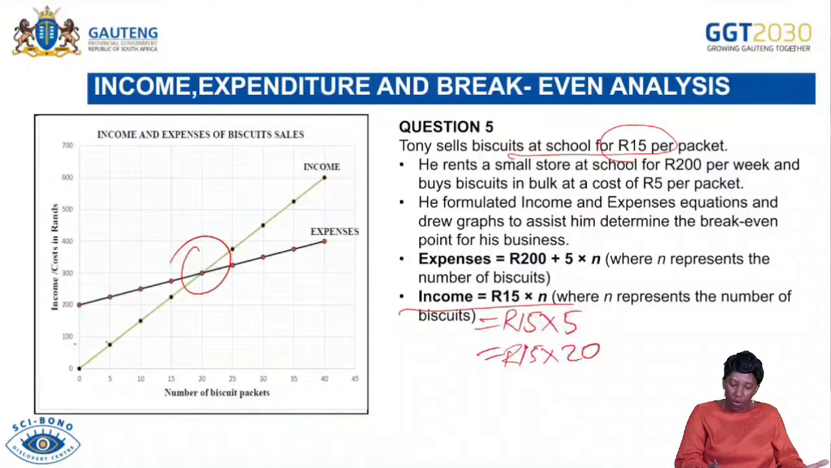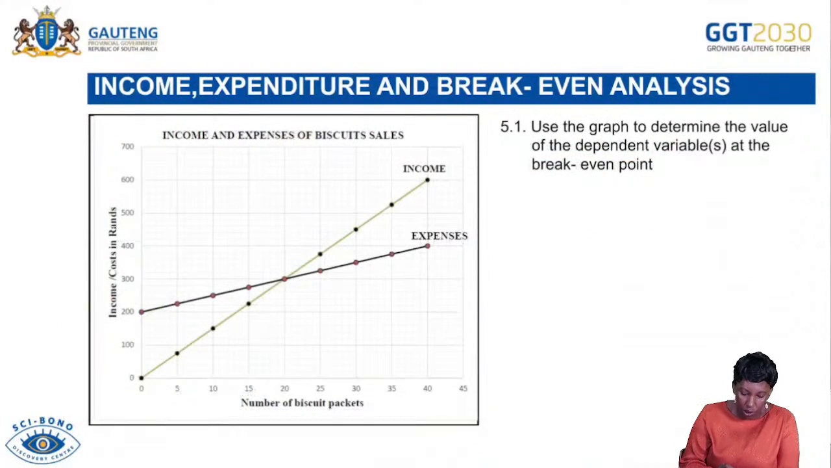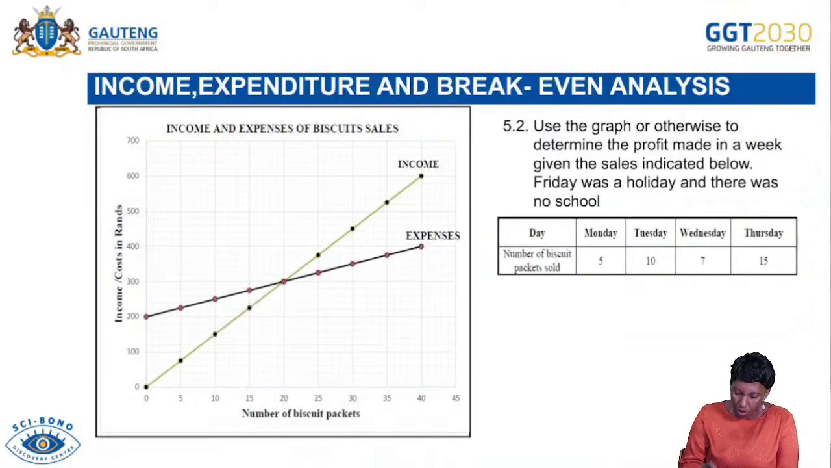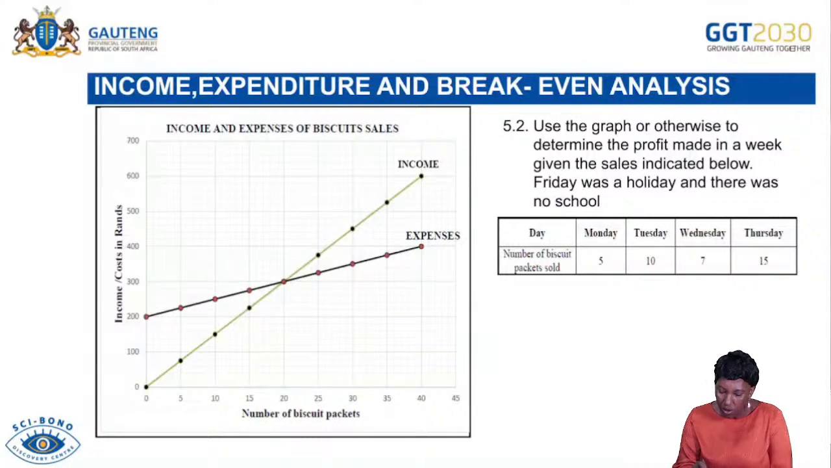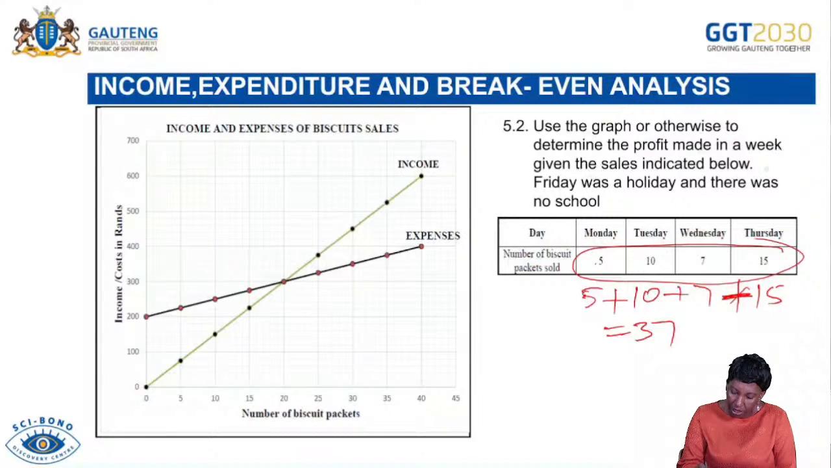And then the expenses, we have the fixed expenses. There's our fixed expenses where it starts. So this one you have already done it. This one you can also do it. It's so simple because now here they just want you to calculate the profit. You add these ones. Now remember the profit, you said it is income, and then you add the number of items here, which will be 5 plus 10 plus 7 plus 15. That will give you 37. And then now it says use the graph to determine the profit made in a given week, if the sales indicated below.